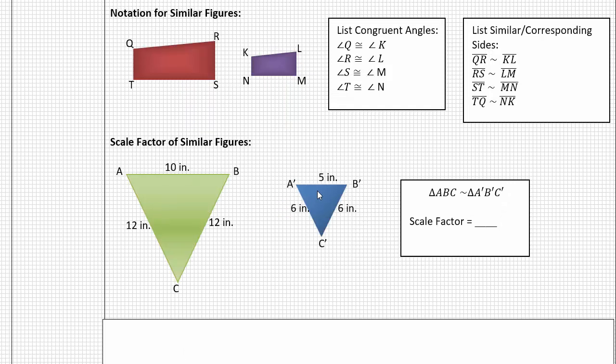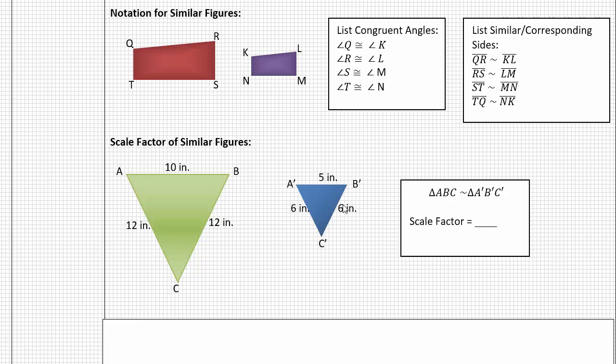Here I've created two triangles just to try and keep things more simple. In all of our examples today, I have the figures oriented so that they would be in the same direction as their corresponding angles and side lengths. So here I have triangle ABC, our green one here, is similar to triangle A prime, B prime, C prime.